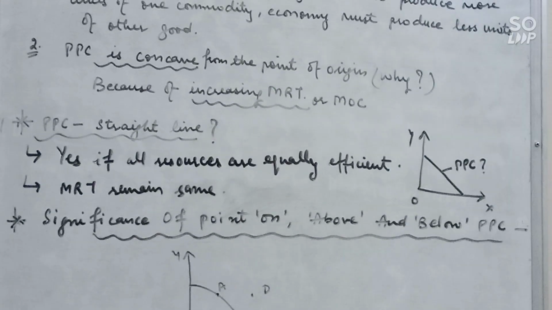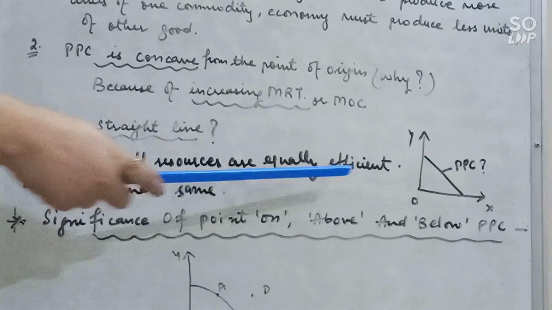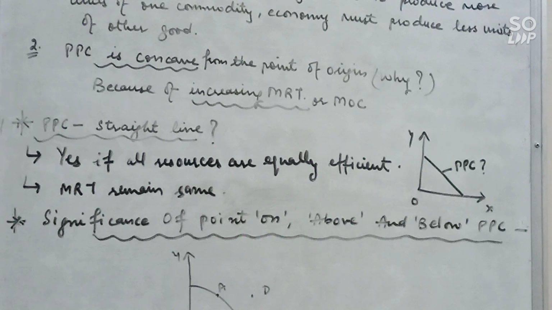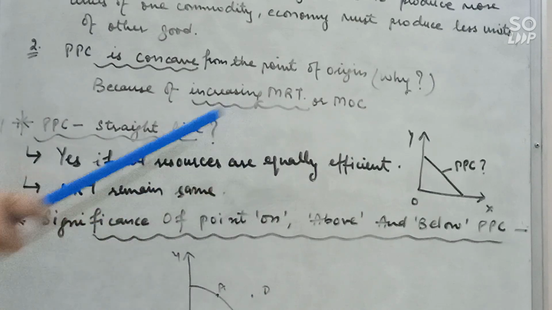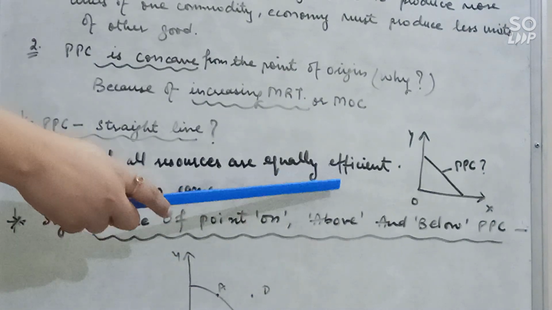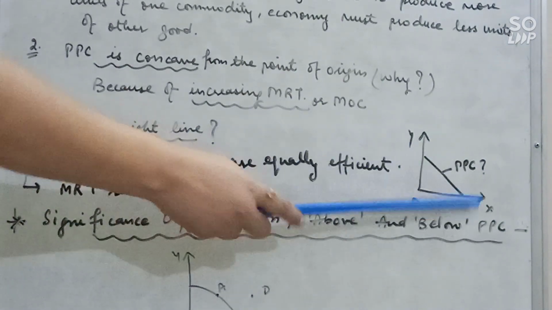Next question is, can PPC be a straight line like this? Yes. The answer is yes, if all the resources are equally efficient. It means earlier we did the assumption that all the resources are fully and efficiently utilized. We have not done equally efficient. If all the resources are equally efficient, in that case we will sacrifice in a 1 is to 1 ratio. So in that case MRT remains the same. There is no increasing MRT. So when there is constant MRT, it means loss is equal to gain because all the resources are equally efficient. So in that case PPC can be a straight line.